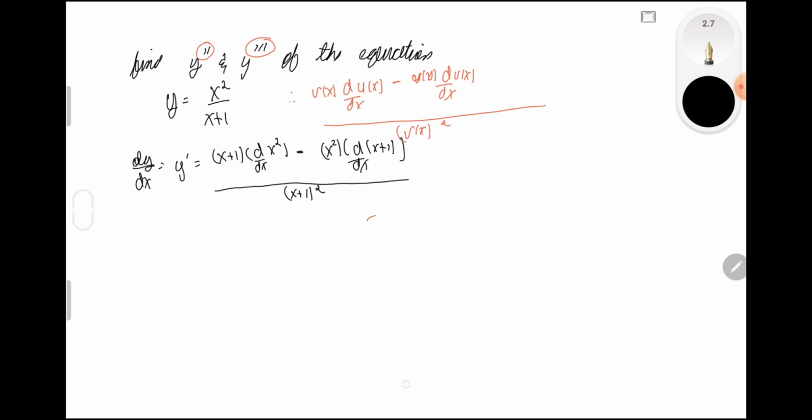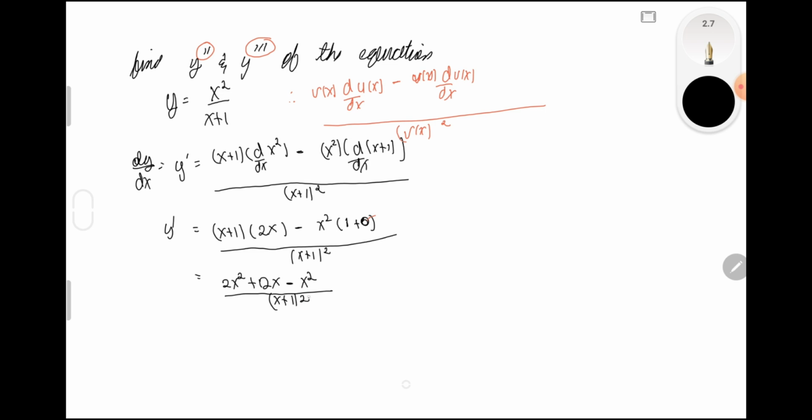By solving the problem, we'll have x plus 1 multiplied by the derivative of x squared, which is 2x, minus x squared multiplied by the derivative of x plus 1, where the derivative of x is 1 plus the derivative of 1 is 0, divided by x plus 1 squared. So this will be our y prime, which is equal to 2x squared plus 2x minus x squared divided by x plus 1 squared, wherein 2x squared minus x squared will be x squared plus 2x, divided by x plus 1 squared. So this will be our y prime.